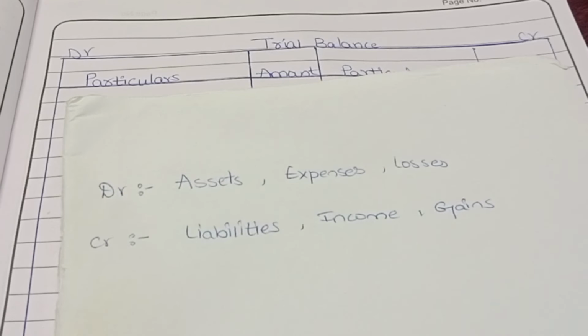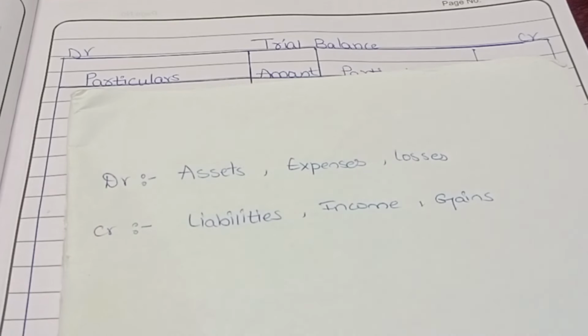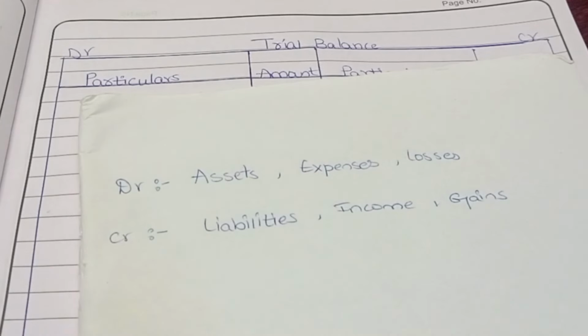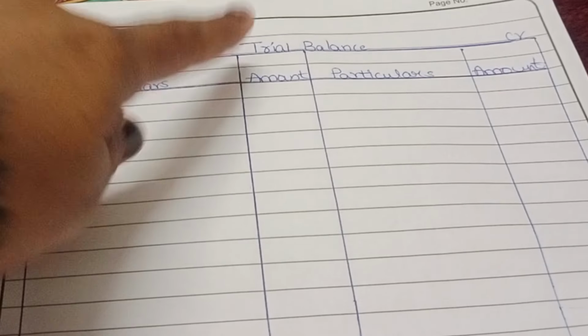And on the credit side, what we should do: liabilities mean in future we need to repay that amount, debts. So that type of things we need to put on the credit side. And incomes and gains. Incomes are the profits that come to us and the money that comes to us, you can say. So this type of things we need to credit. Just debit, credit. Then what will be the proforma?